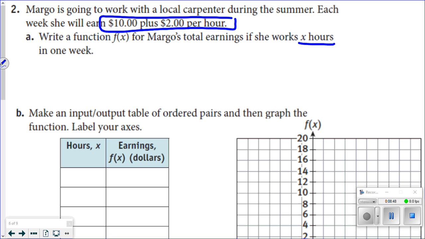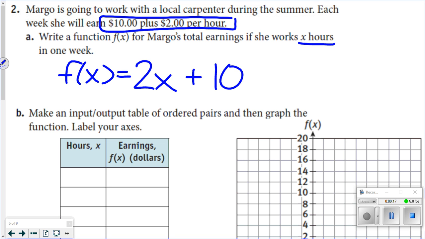So I'm going to start with f of x equals, what does she make per hour? $2. Do we know how many hours she's going to work? We don't. So we're going to use an x because they told us to. Plus, what else does she make once that week? Or an upfront payment is $10.